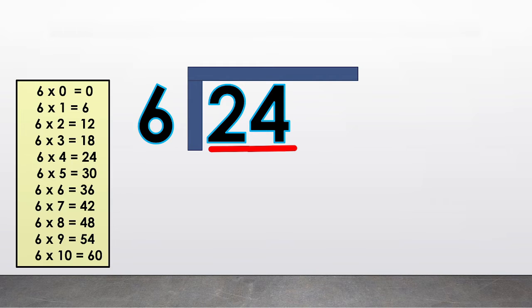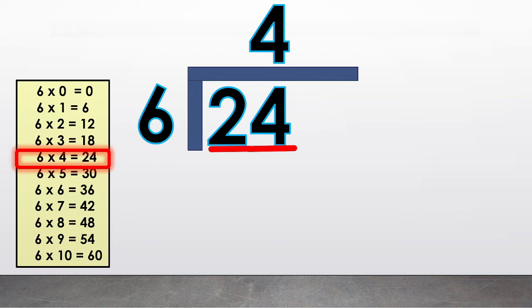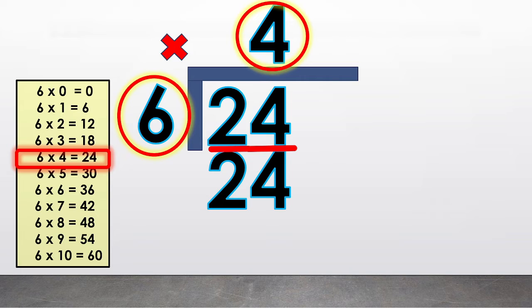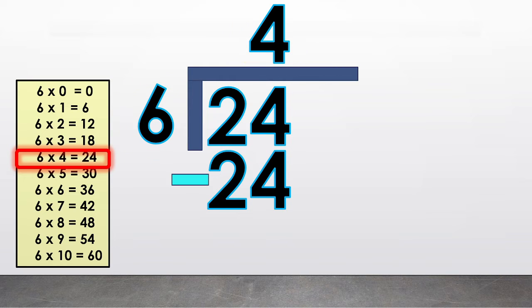We will recall the multiplication table of 6 to help you divide faster. We will use 6 times 4. We write the 4 above the 4. Now, multiply 6 times 4. 6 times 4 equals 24. We write 24 below the 24. Subtract 24 minus 24 equals 0.